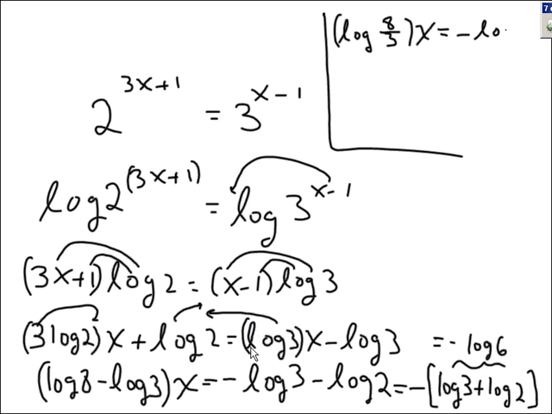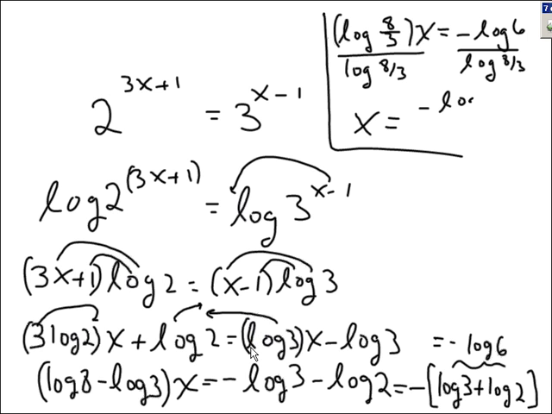Minus log 6. And we divide by the number of x's we have, namely log 8/3. We divide by log 8/3. So x is exactly equal to negative log 6 divided by log of 8/3. That is the exact answer.